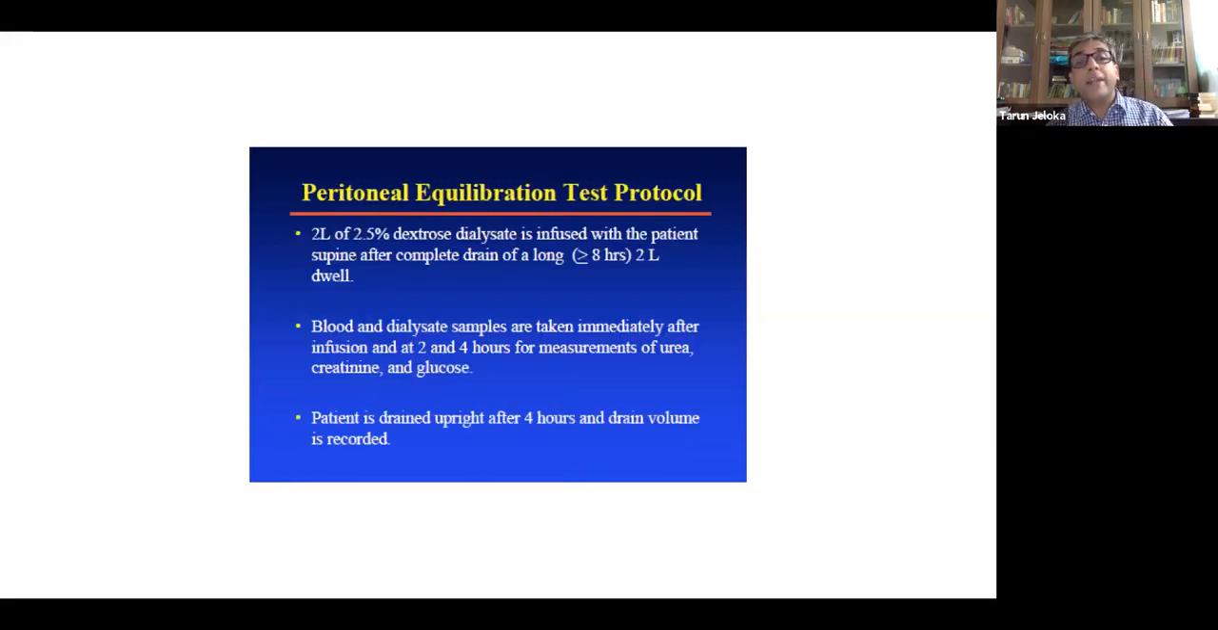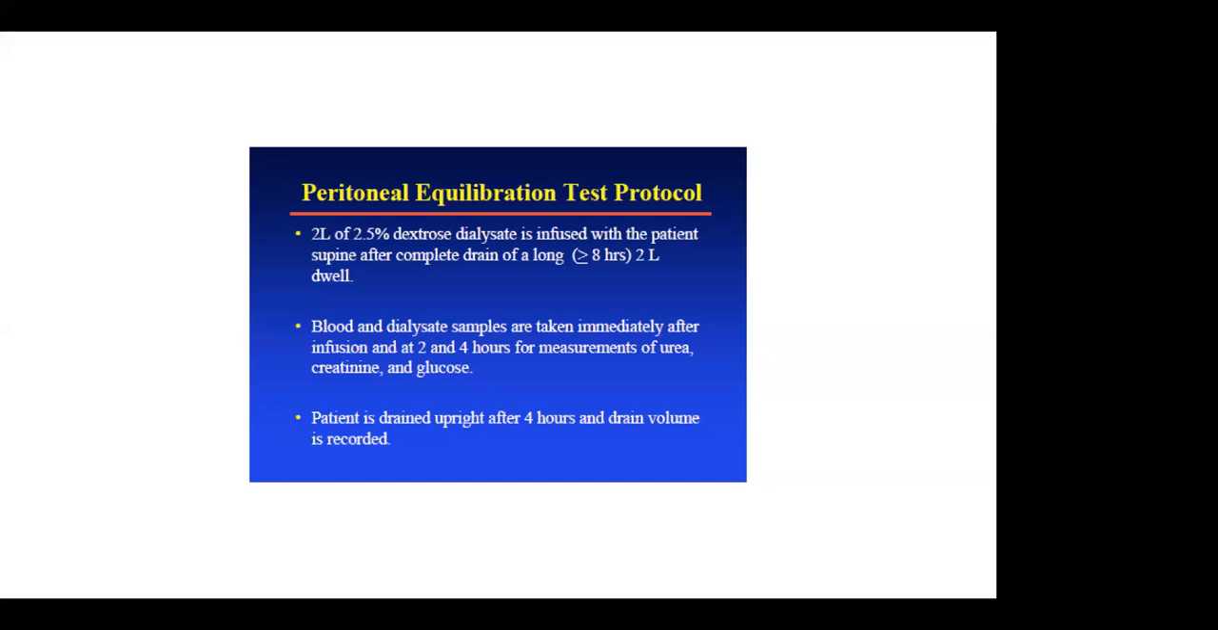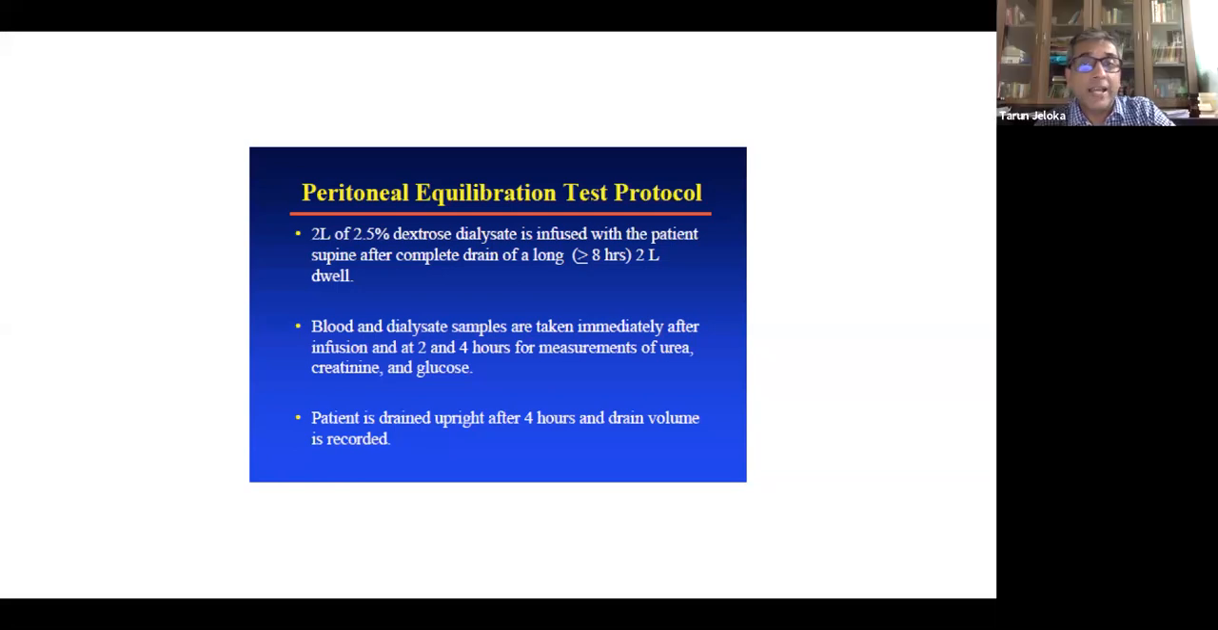So how do you do PET? In the standard PET, there has to be a night dwell. Supposing somebody is on night dwell, for the PET test you ask them to put in 2.5% dextrose and keep it overnight. When they come to the hospital or clinic where the PET test is to be done, you drain it off and put in 2 liters of 2.5% dextrose solution. While instilling the dialysate solution, you ask the patient to roll from one side to the other side as this goes on. The details you can see in the book.